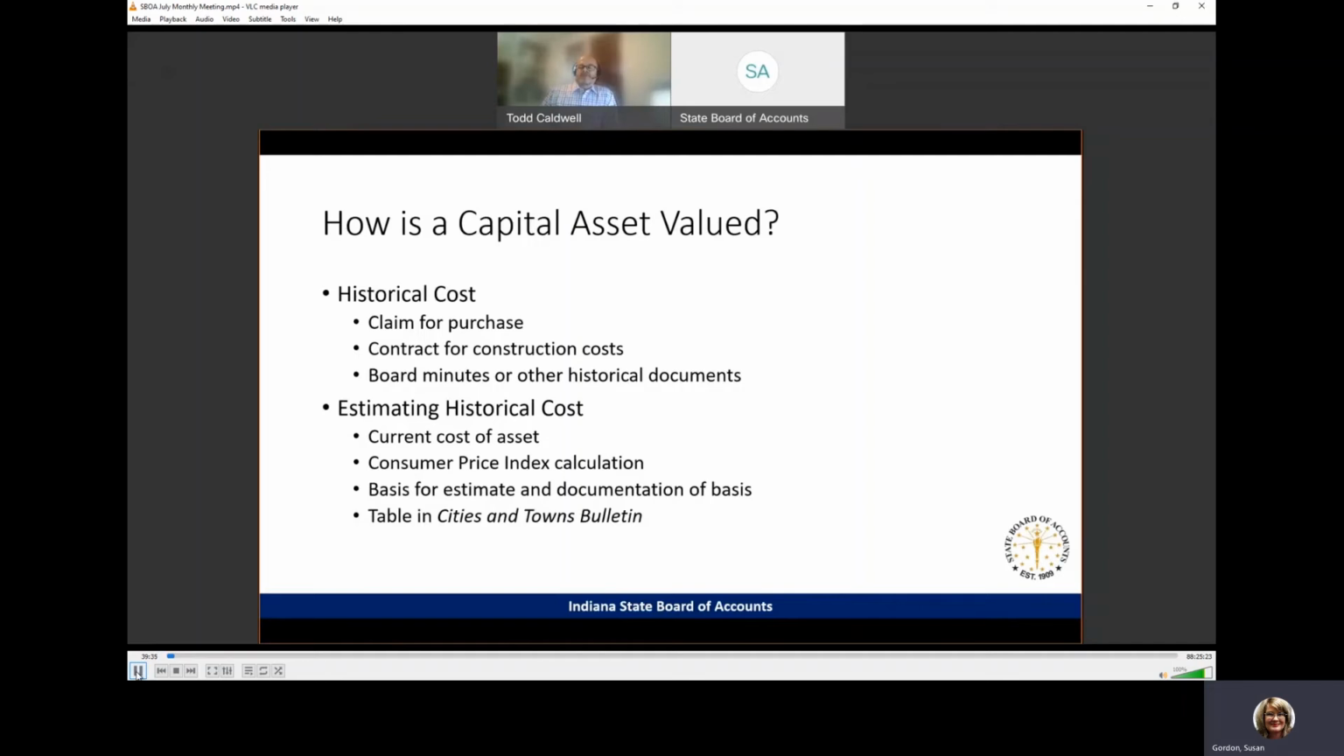So I mentioned this earlier. If you're trying to put together your capital asset listing from scratch, or you have a lot to add to it, you're going to find that there are several assets that were acquired sometime in the past, and finding the historical cost might be challenging.